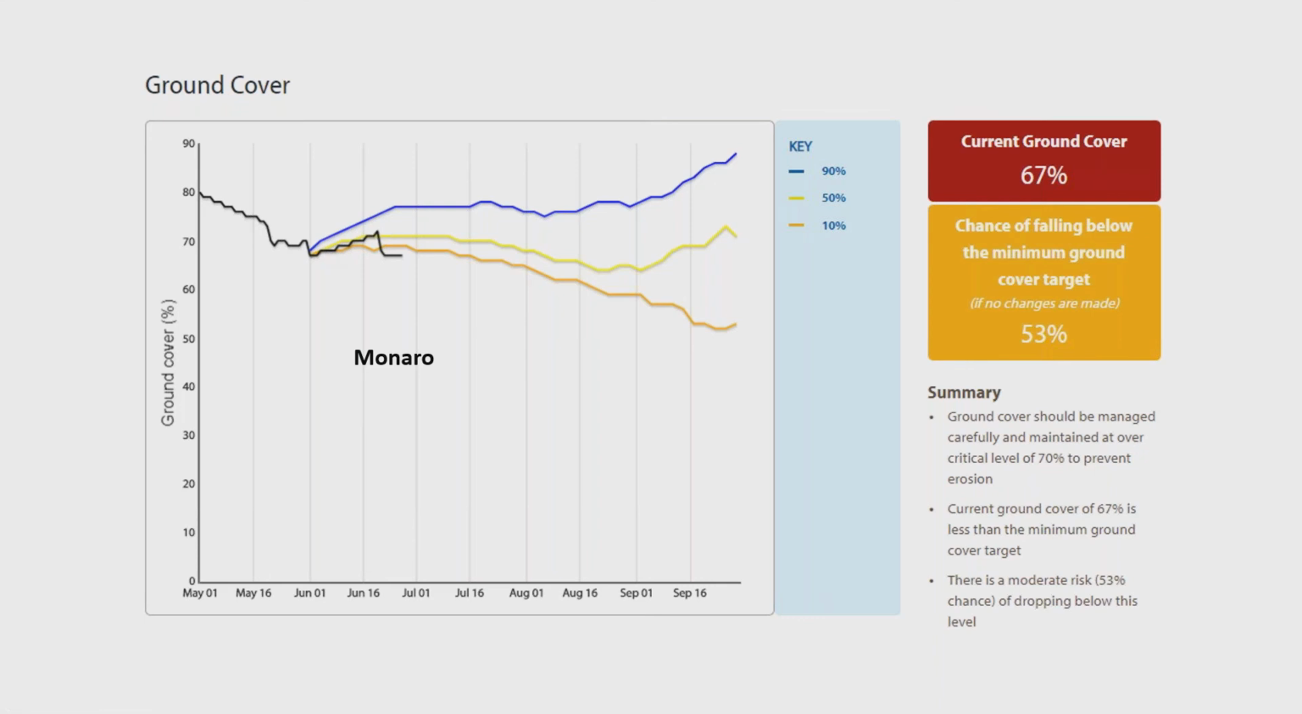Compared to the Gunning example, if you look at these projection lines, there's much greater separation, which is indicating that ground cover is much more sensitive to seasonal conditions. Even if conditions were to improve to a fair degree and kick back up towards this yellow line, you can see that there's still a bit of a downward trend from July onwards. It's definitely flagging that ground cover is currently an issue and likely to remain an issue for the remainder of the projection period.